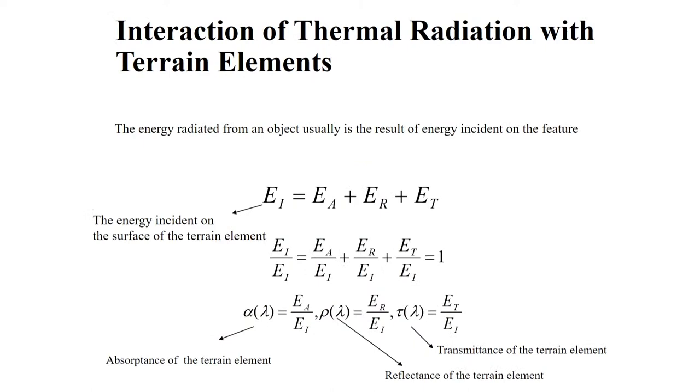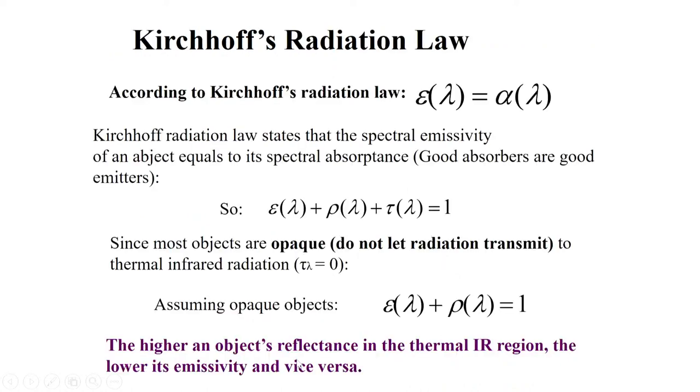So here we can see how the absorbance, reflectance, and transmittance were derived. Tau represents transmittance, rho represents reflectance, and alpha represents absorbance. Now most of the objects on the Earth's surface are opaque in nature. They are not going to allow electromagnetic waves or thermal radiation to transmit through them. So if they are opaque, their transmittance will be 0, and the absorbance will be equal to the emissivity.